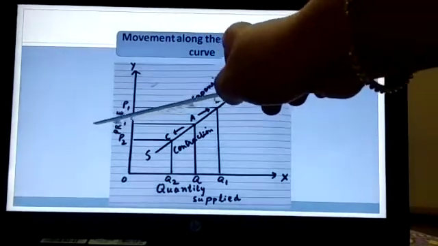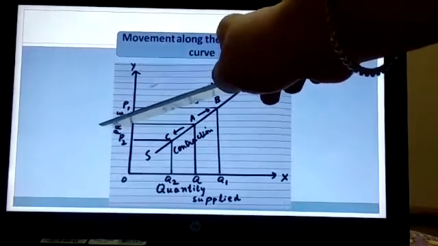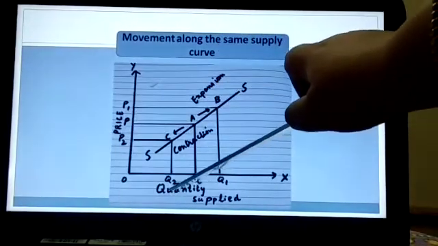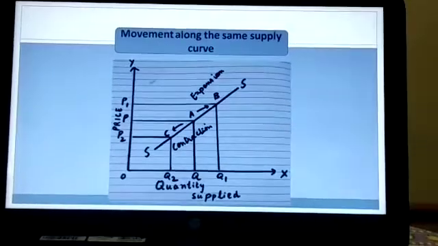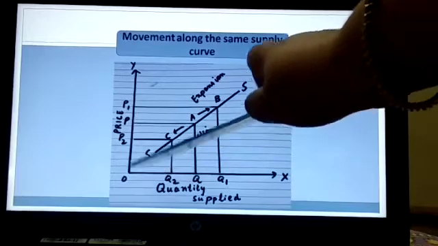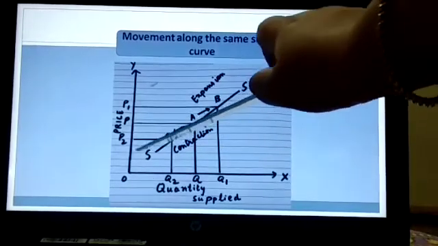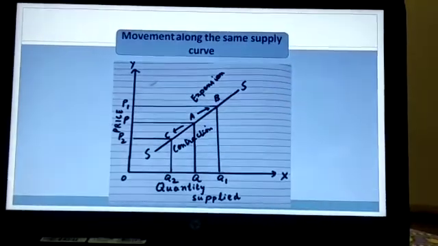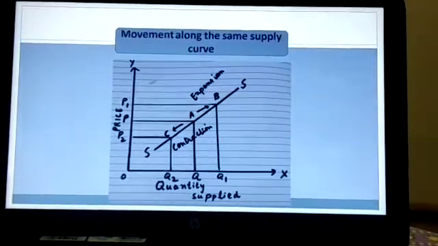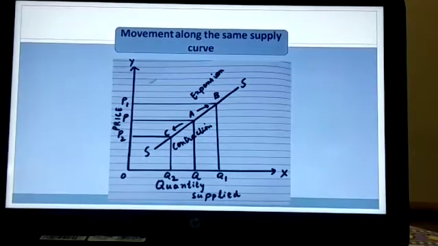On the other hand, coming back to P and Q, when the price reduces from P to P2, quantity reduces from Q to Q2. Check. Price is reducing, quantity is also reducing. This A to C position is shown by contraction. A to B upward movement is expansion, A to C downward movement is contraction of supply.